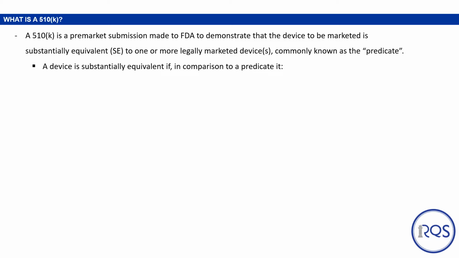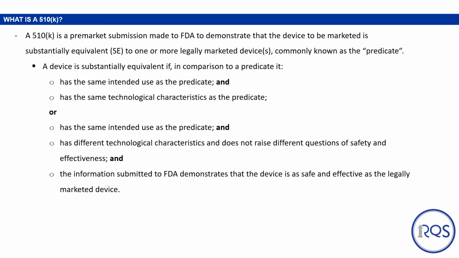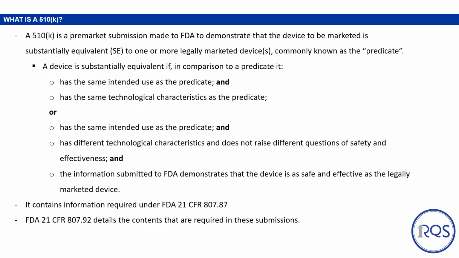A device is considered substantially equivalent if it has the same intended use as the predicate and has the same technological characteristics, or if it has the same intended use, different characteristics, but those differences do not raise any questions of safety and effectiveness, and if the information submitted to the FDA demonstrates that the device is safe and effective. The 510K contains information that is required per Part 807.87, and Part 807.92 details the contents that are required in these submissions.